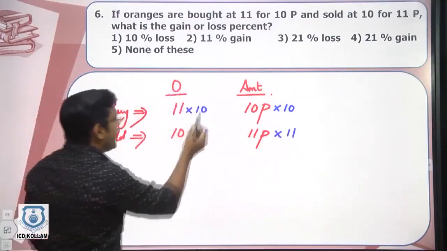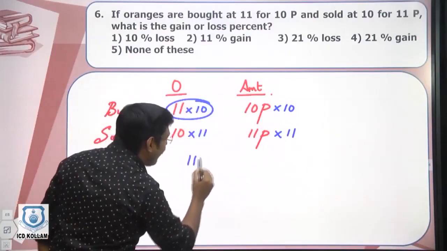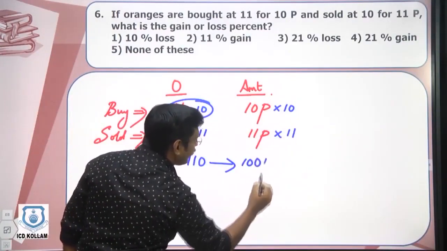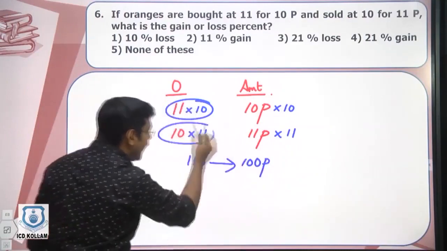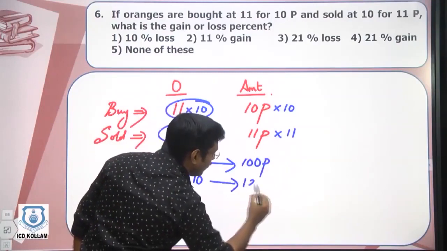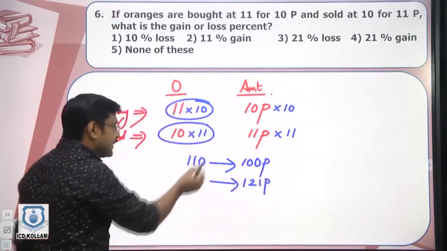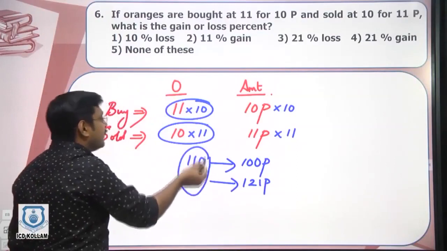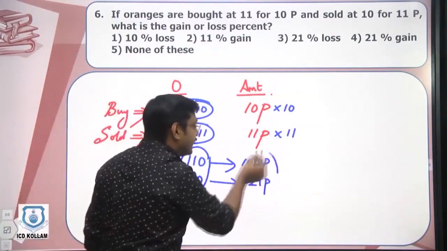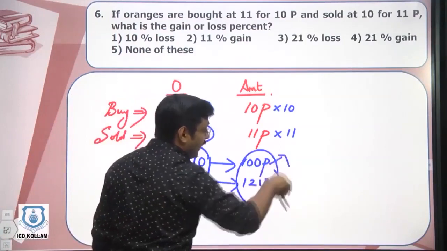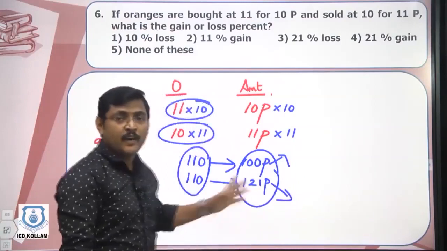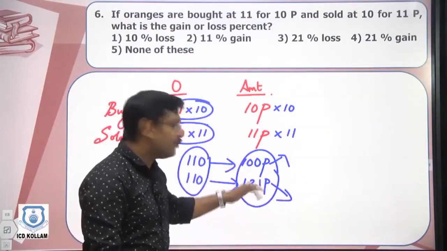We can say like this: I bought 110 oranges for 10 into 10, 100 paise, and I sold the same 110 oranges for 11 into 11, 121 paise. Since the number of oranges I bought and sold is the same, we can consider the cost price as 100 and the selling price as 121. So using these two, we can easily find the answer.